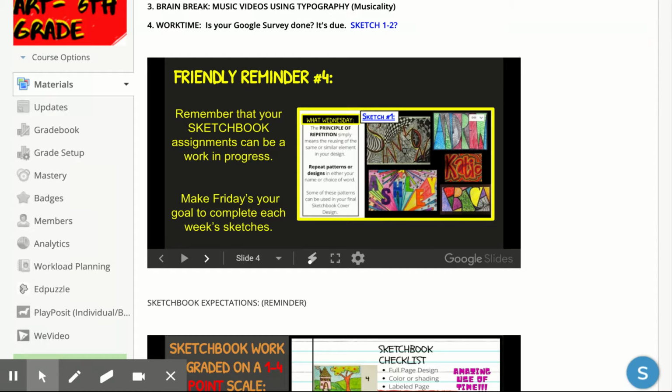And friendly reminder number 4, we started working on our sketch yesterday for pattern and repetition. Remember, our goal is to make Fridays your goal to complete each week's sketches. So tomorrow your goal is to make sure you can complete sketch 1, which is your pattern and repetition, and then today's sketch 2, typography.